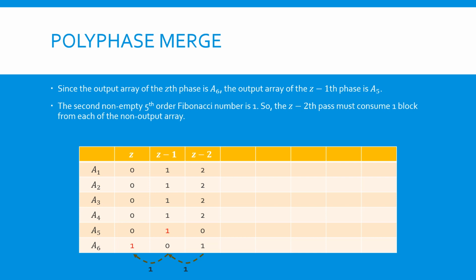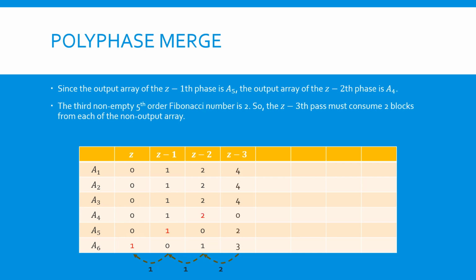Since A5 contains one data block after the z-1th merge phase, it means that the z-1th merge phase consumes one data block from each of the other arrays. Therefore, we should add one block back to each input array when inferring the data block distribution before the z-1th merge phase. It means that we should add 1 to all arrays except the output A5, which should contain 0 data blocks before the z-1th merge phase.